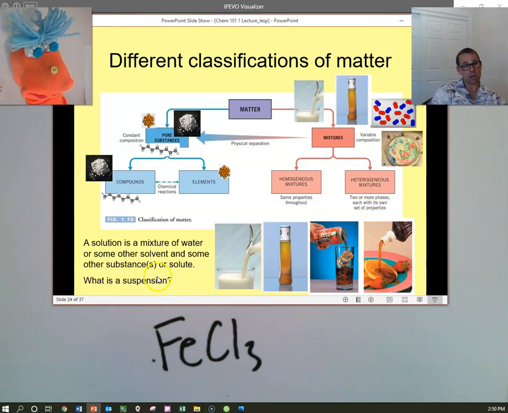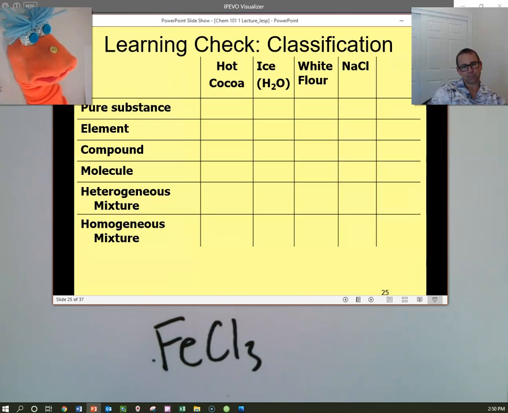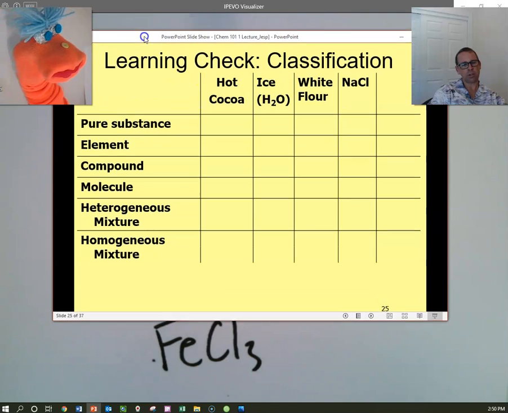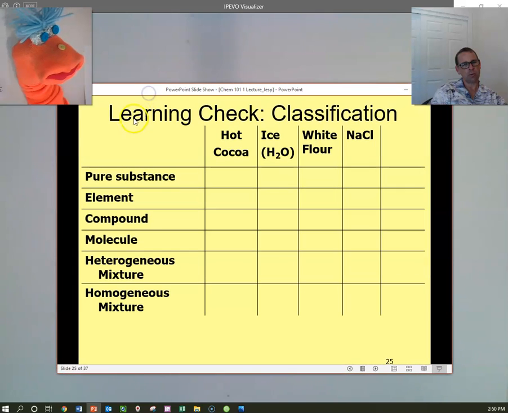And that's this word down here. Suspension? Yeah, suspension. So milk is a suspension? That's right. Milk is a suspension. Okay. All right. So let's take a look at this chart and see if we can show what we've learned so far in terms of a chemical being a pure substance, element, compound, molecule, mixture, heterogeneous, or homogeneous.